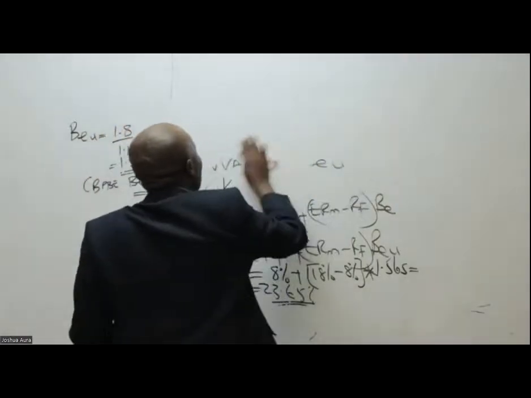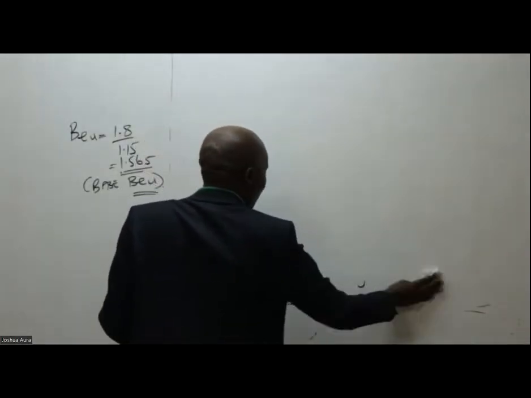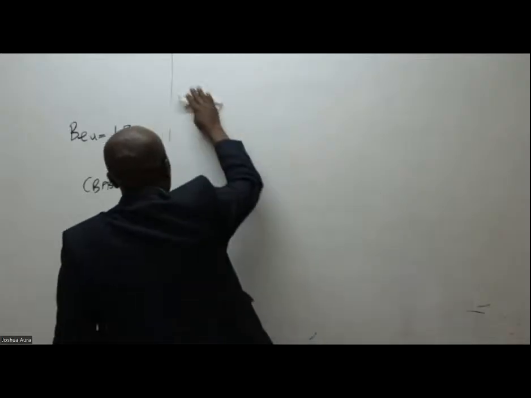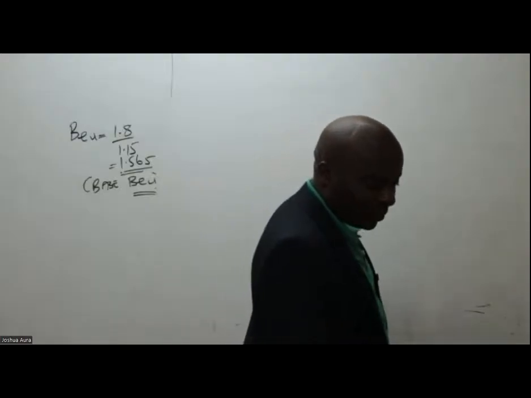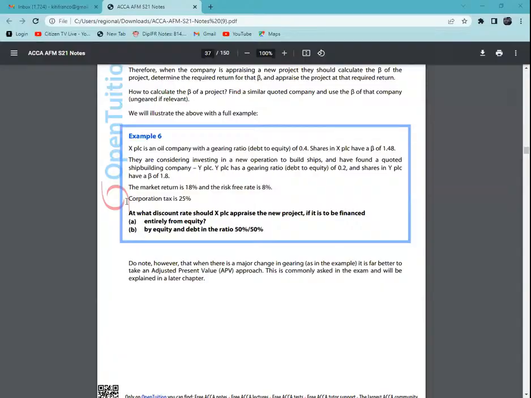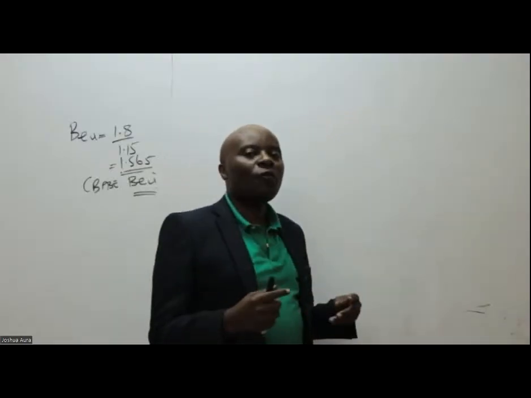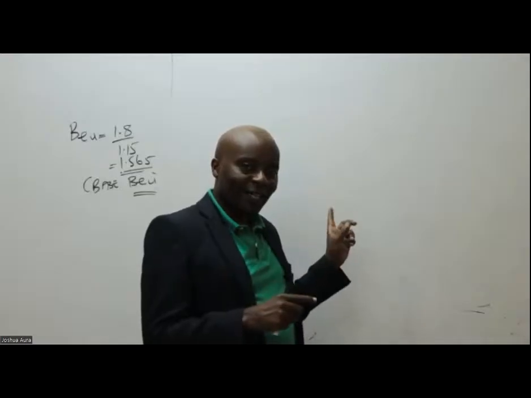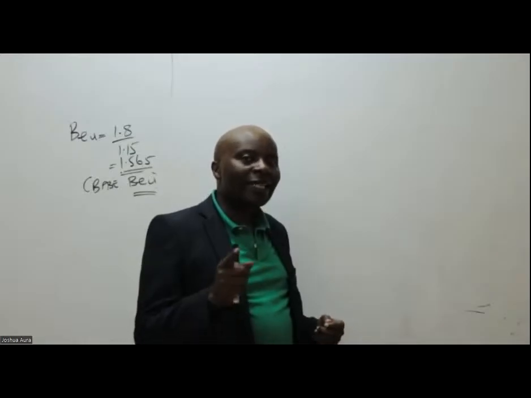Now, if you allow me with your permission, I'll go straight away to number 2 of this question. I love it. Now we have some gearing. Now we have some debt coming in the equation. This time around, the financing is through equity and debt in the ratio of 50-50. No worries at all. Now it means that we must convert the BEU that we got there into BEL, because now the firm we are dealing with has debt.